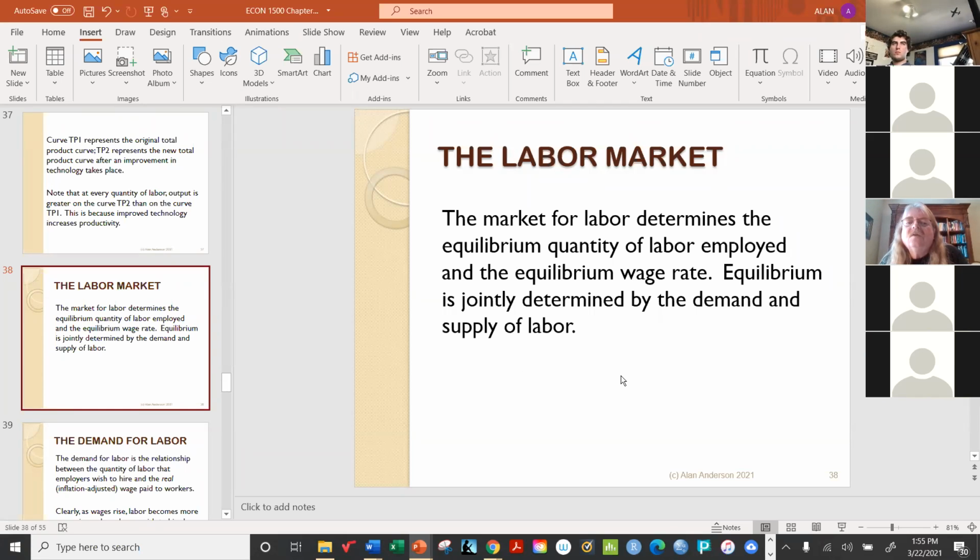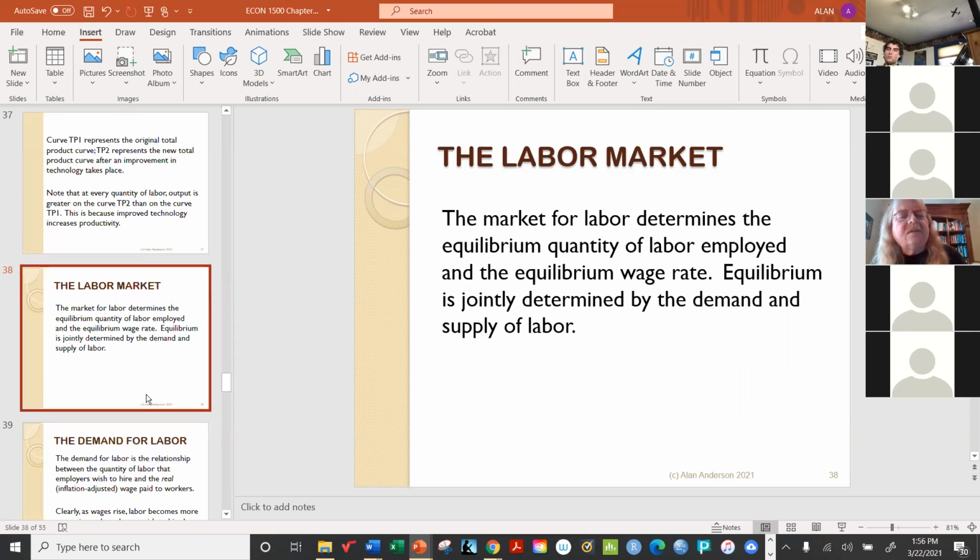Okay, so just like a traditional market for any good or service out there, there will be a supply curve for labor and there will be a demand curve for labor, and they will both have their traditional shape. Downward sloping for the demand for labor, upward sloping for the supply of labor.